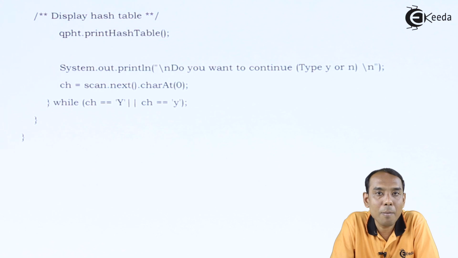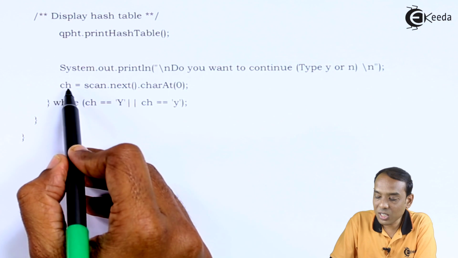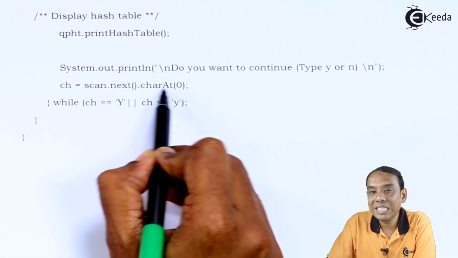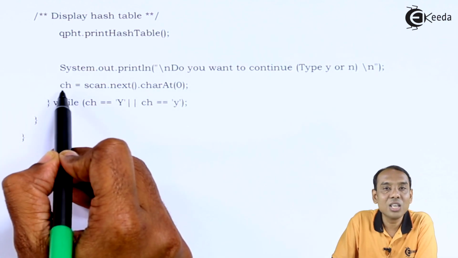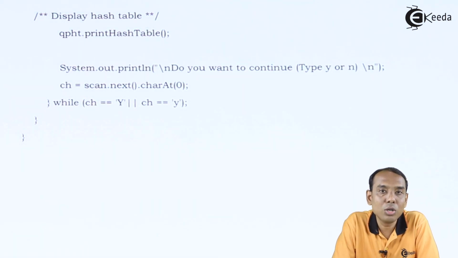Once again, we need to remember this value is very important for the continuation of the program. If the user enters Y, it means he has to continue with the set of operations. So we need to check the choice of the user. We write down ch equal to scan.next dot character at 0th location. This value is stored in the variable called ch. This is to define whether the user wants to continue with the set of operations or not.